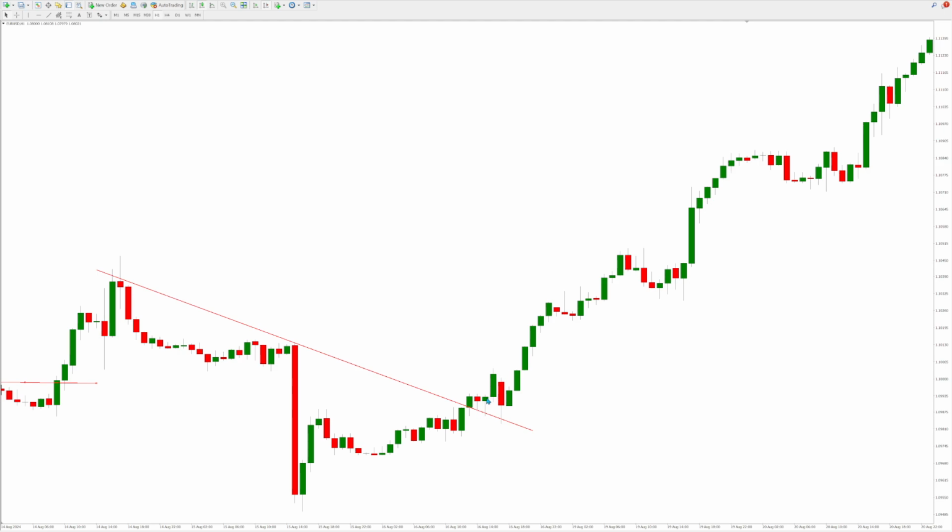Breaches here, and there you go, a nice pin bar. See that small body, long lower wick. It's a bullish one as well, which is ideal. So this is a good entry.